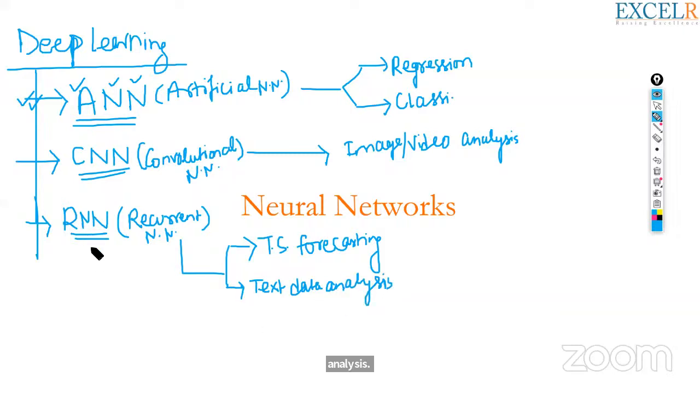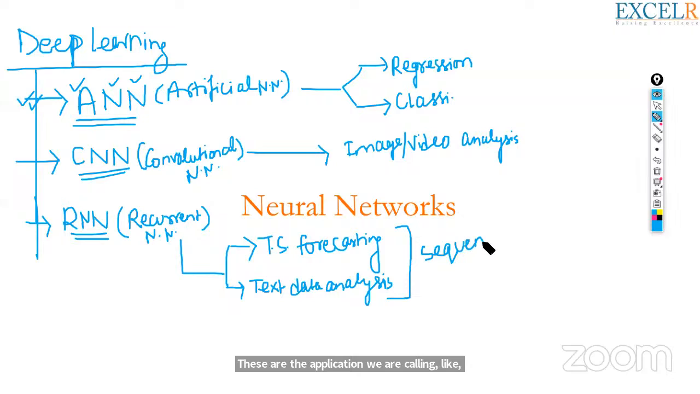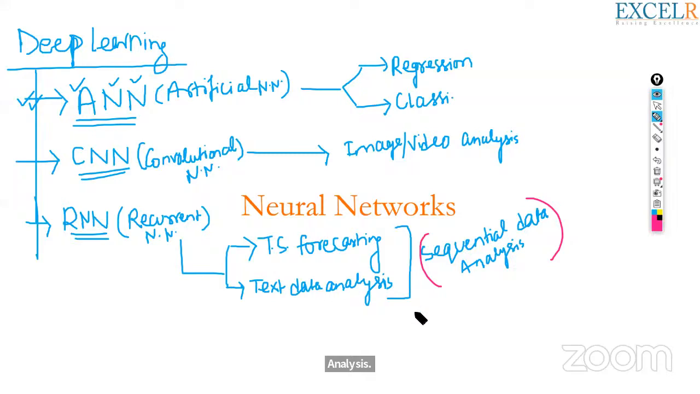So if you are using the RNN kind of a neural network for text data or time series forecasting, these are the applications we are calling sequential data analysis, right? So these are the examples of sequential data analysis.